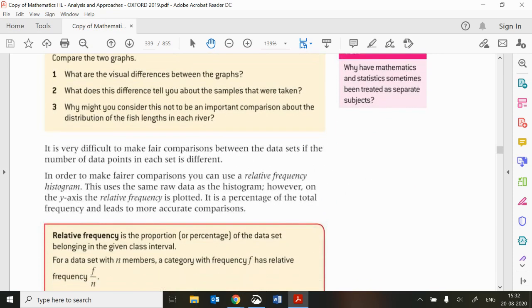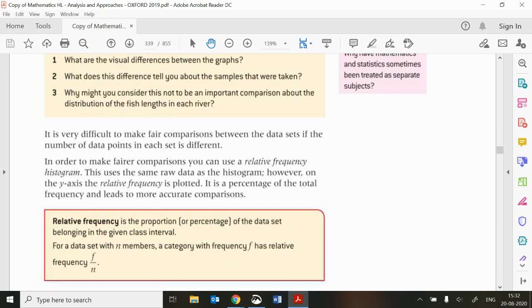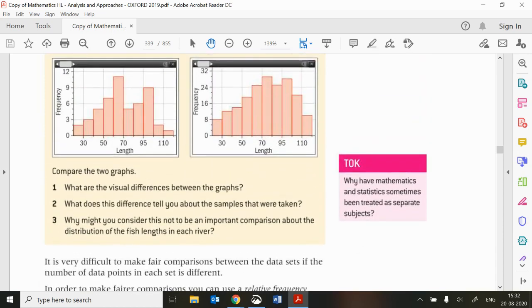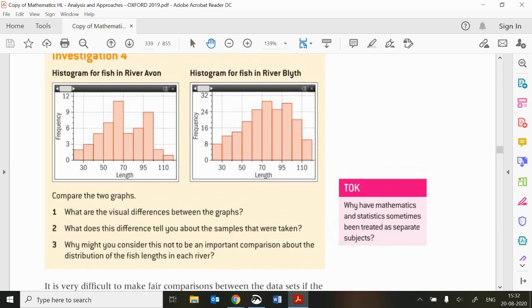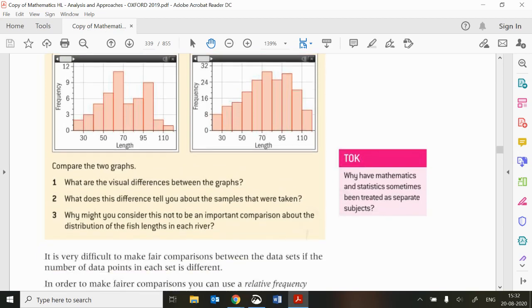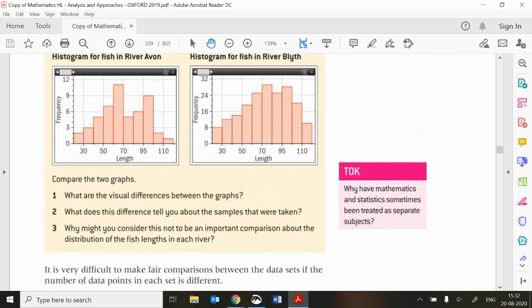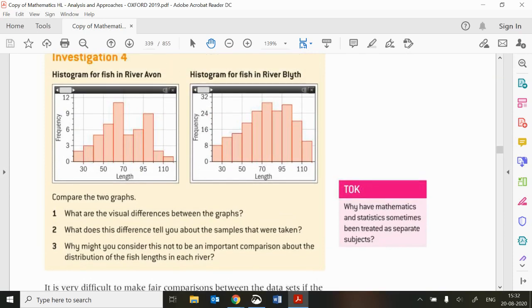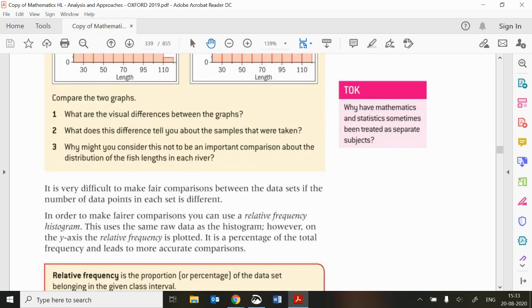Let's see what they're saying. It is very difficult to make fair comparisons between the data if the number of data points in each set is different. Okay, that's where they're going. But it seems that there's more fish in the River Blythe that they've taken in the sample. Of course, because the axis is very different. Is that good enough to say there's more fish in the River Blythe? It's just possible that it's just a bigger sample.